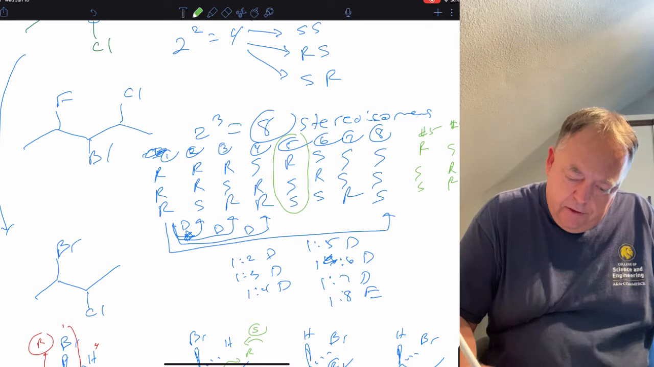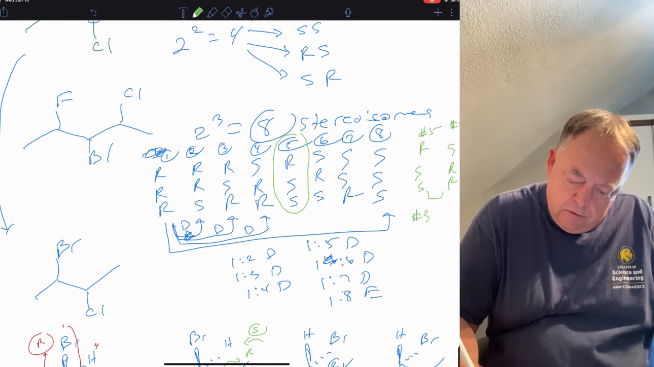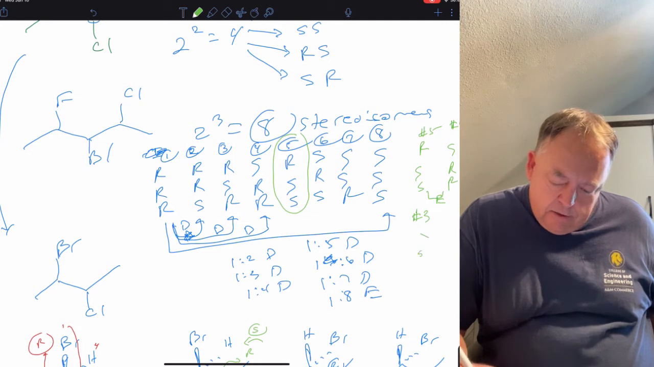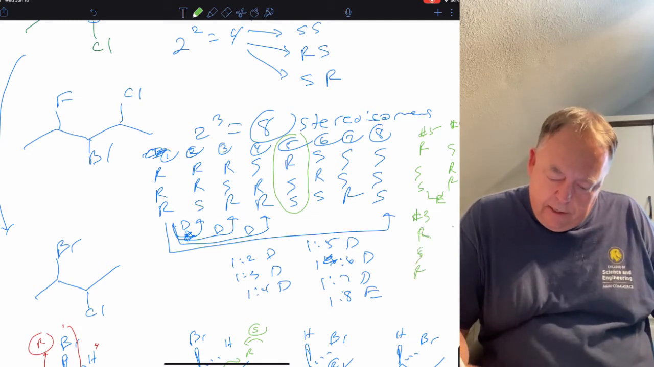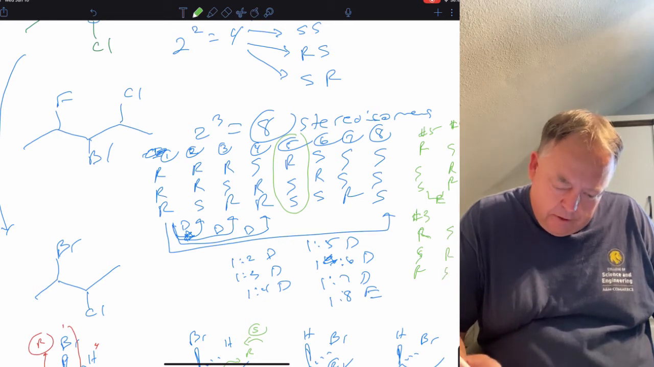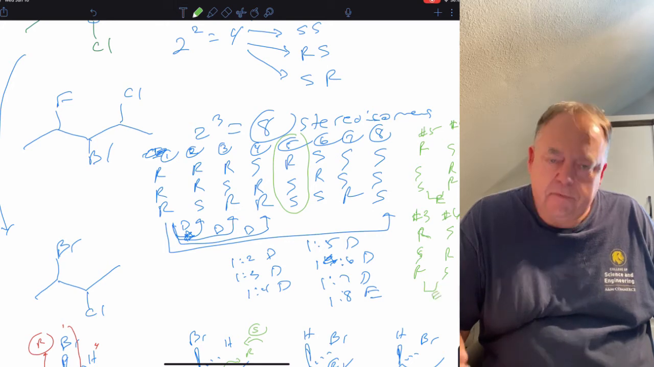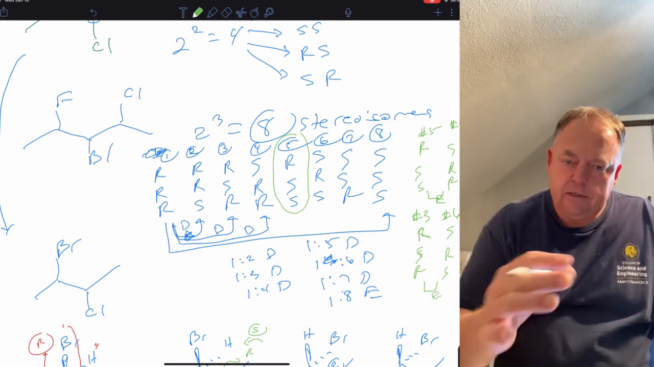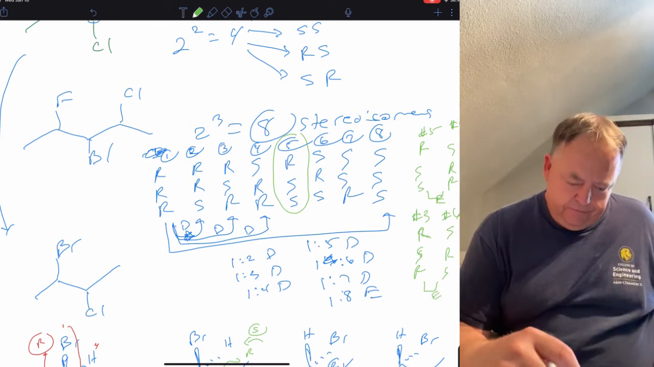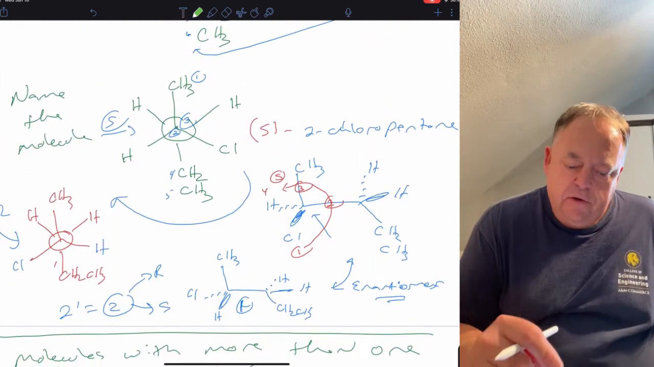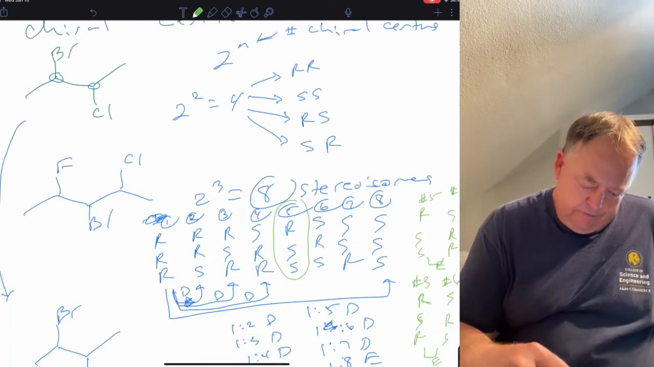If we took number 3, number 3 is RSR. What is its mirror image? Its mirror image would be SRS, so that would be number 6. So number 3 and number 6 would be enantiomers of each other. Any other comparison, they would be diastereomers of each other. But you can't have diastereomers if you only have one chiral carbon.